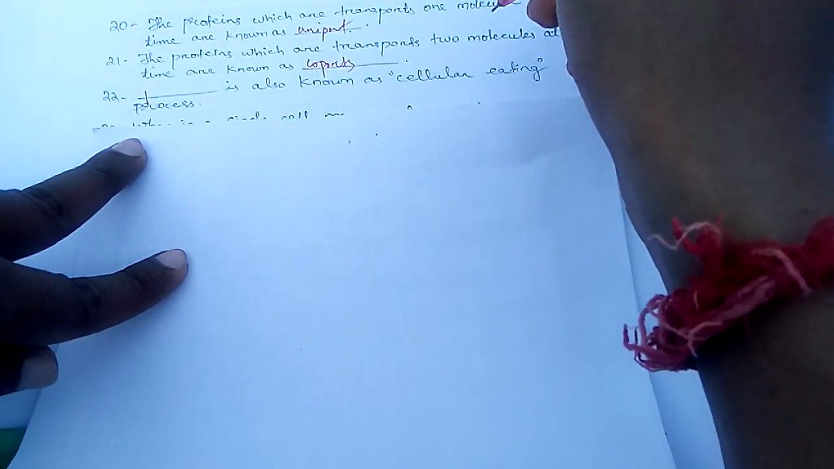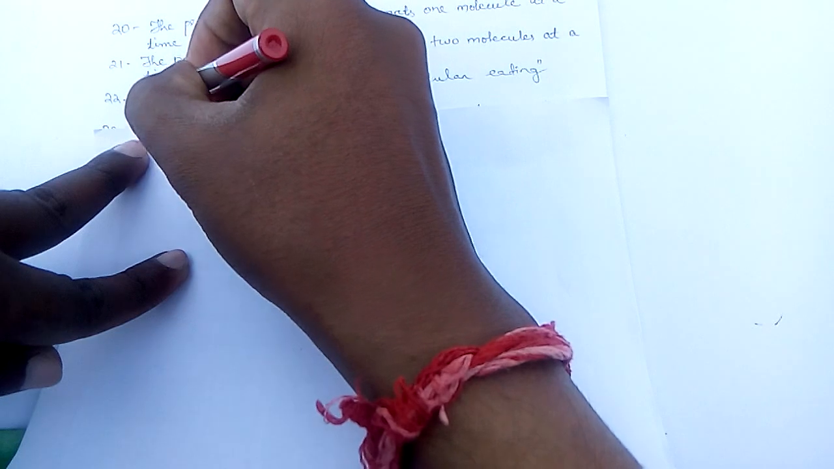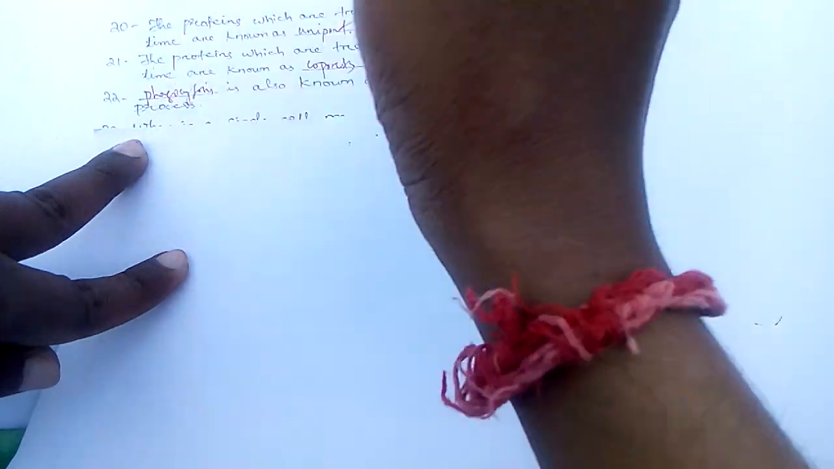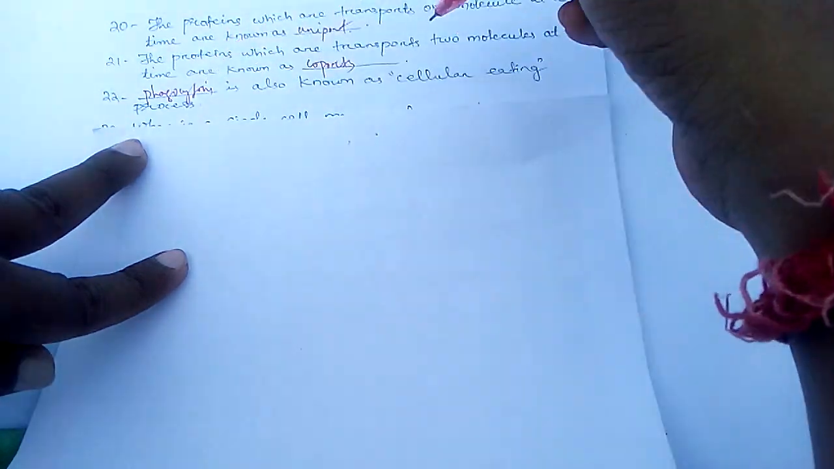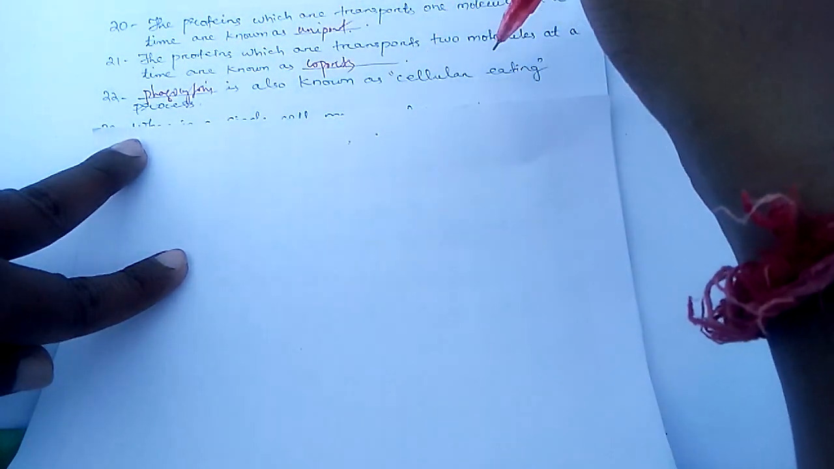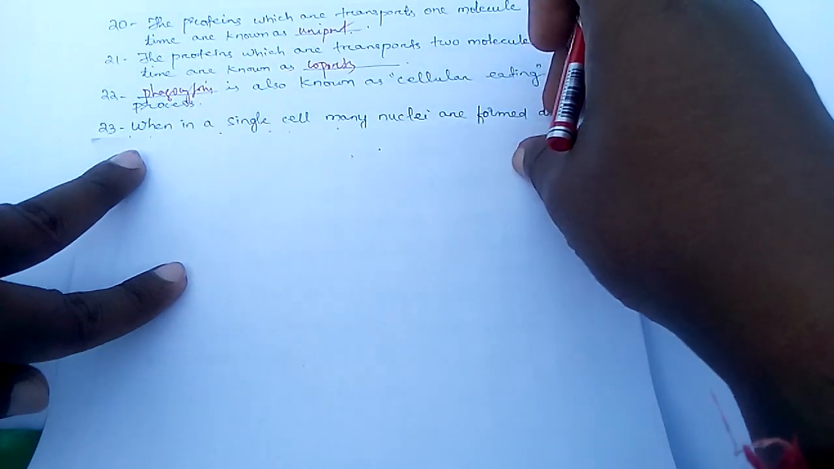Phago refers to eating and pino refers to drinking. That's why cellular eating means phagocytosis. In the phagocytosis process, some solid molecules are transported. That's why it is known as cellular eating. In pinocytosis, liquid molecules are transported. That's why it is known as pinocytosis or cellular drinking.